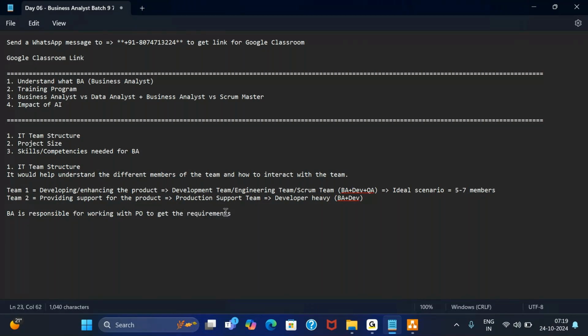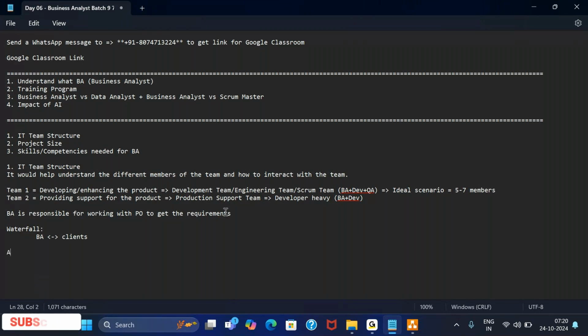So earlier, what used to happen in the waterfall model, and we will discuss this in upcoming classes in detail, but for now, assume that waterfall is some way of working on building software. So in waterfall, BAs would directly communicate with clients.